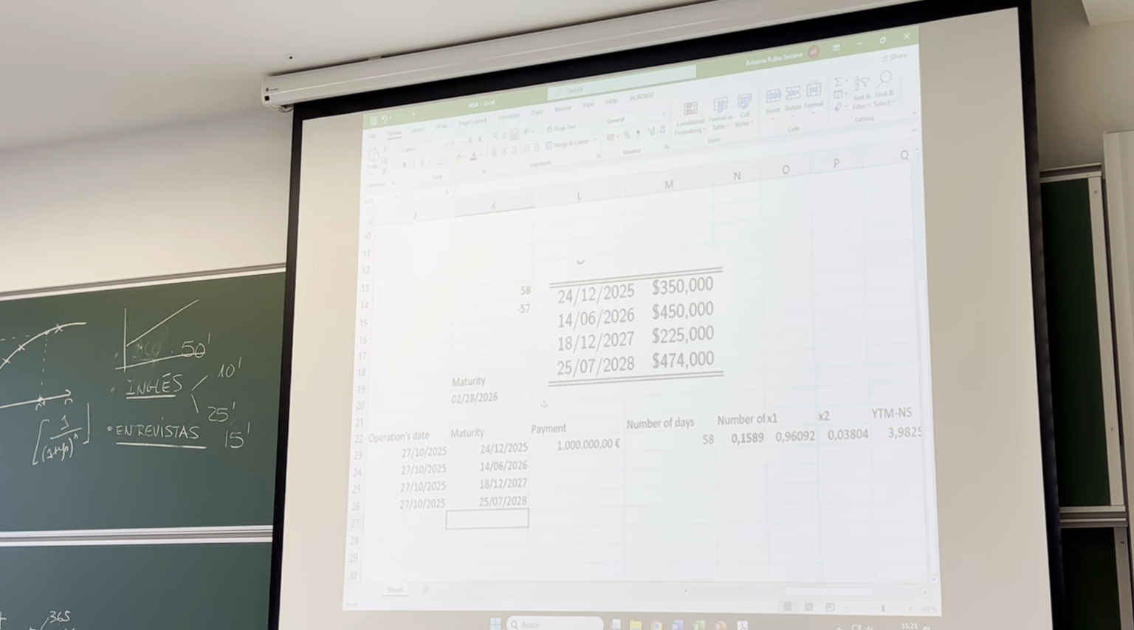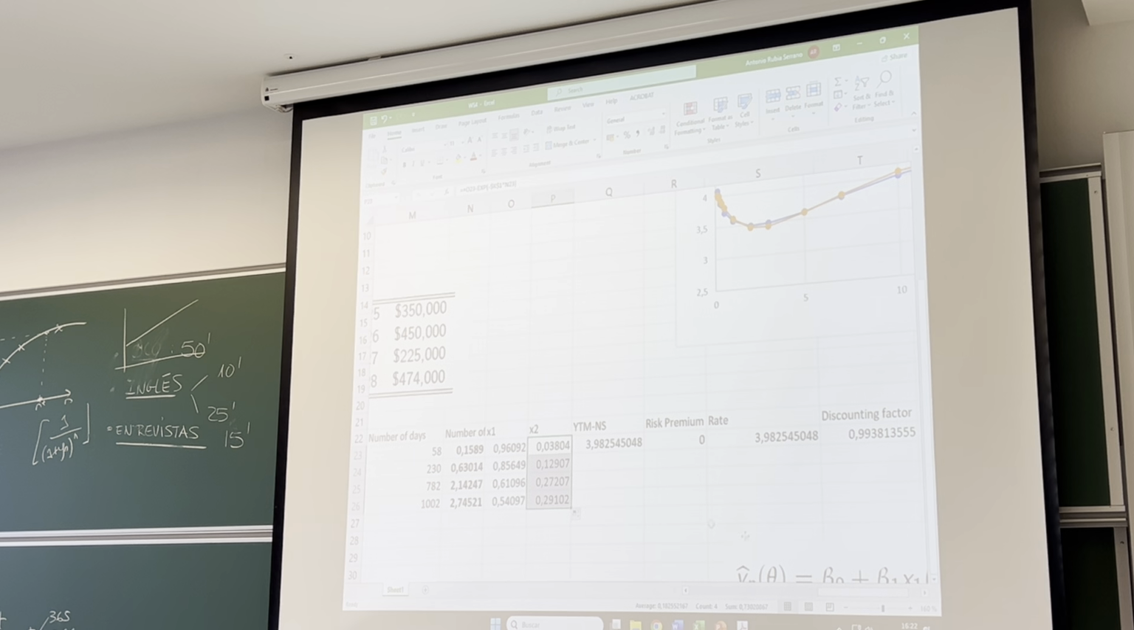We have 350,000 here, 450 here. I'm going to copy paste this format, right? 225 and 474. Now, number of days. We copy paste down, copy paste down, copy paste down. We have the yields. And see, 3.98, 3.74, 3.45.